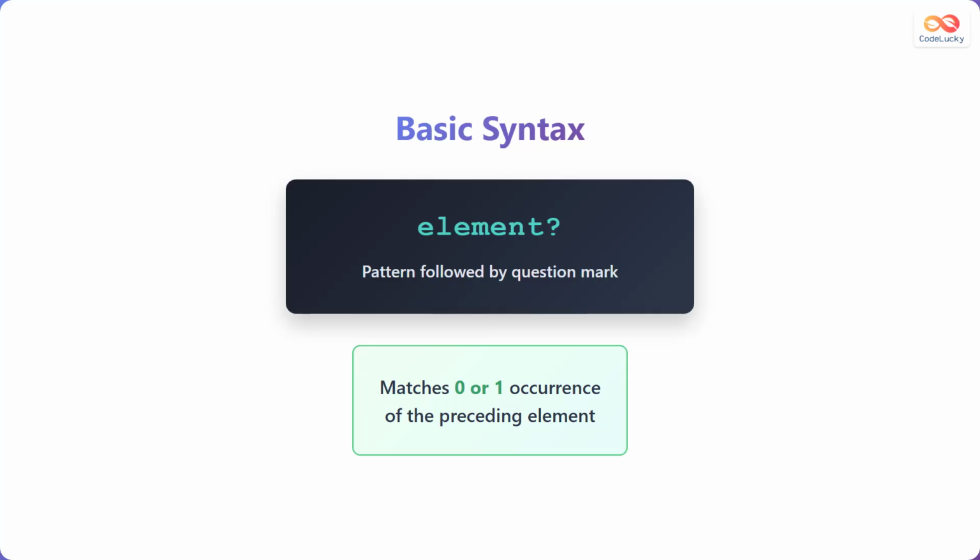The basic syntax involves placing a question mark after the element you want to make optional. The pattern becomes element question mark. This means it matches 0 or 1 occurrence of the preceding element.